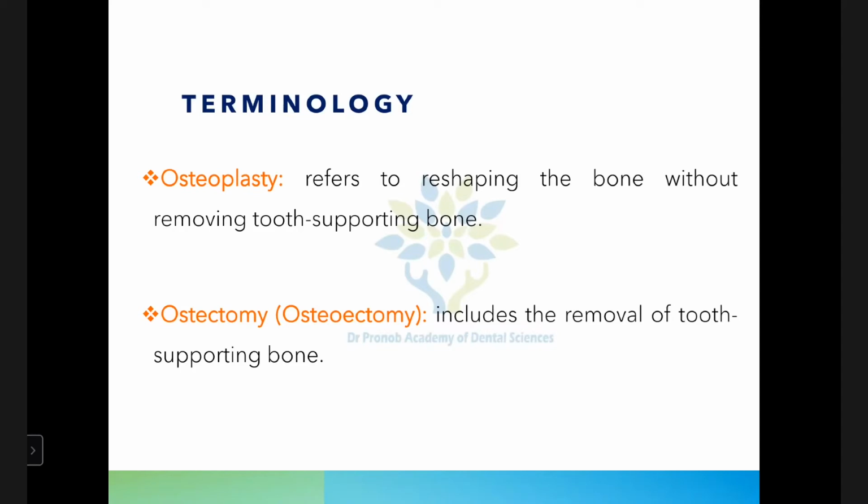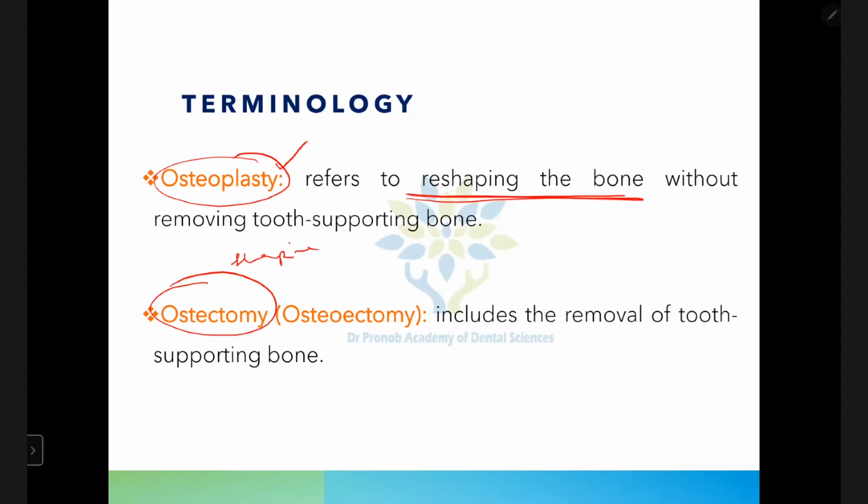Next, we have to understand some terminology. There are two important terms: osteoplasty and ostectomy. Plasty means shaping. Ectomy means removal. So osteoplasty means reshaping the bone. It is only shaping. We are not removing any tooth supporting bone. Ostectomy includes the removal of tooth supporting bone. In osteoplasty, we are only shaping the bone, not removing any tooth supporting bone, whereas in ostectomy, we are removing the tooth supporting bone.